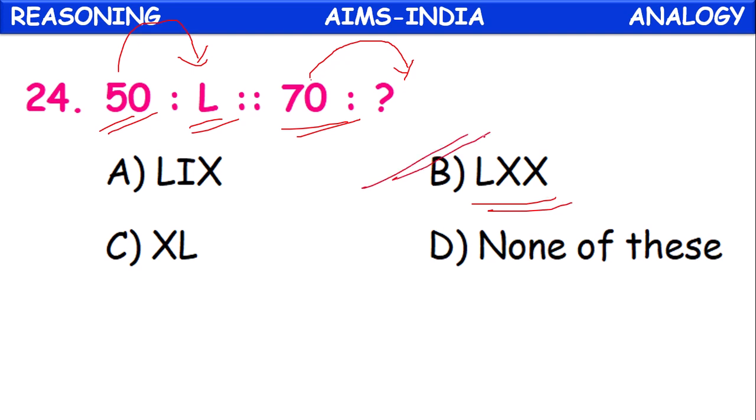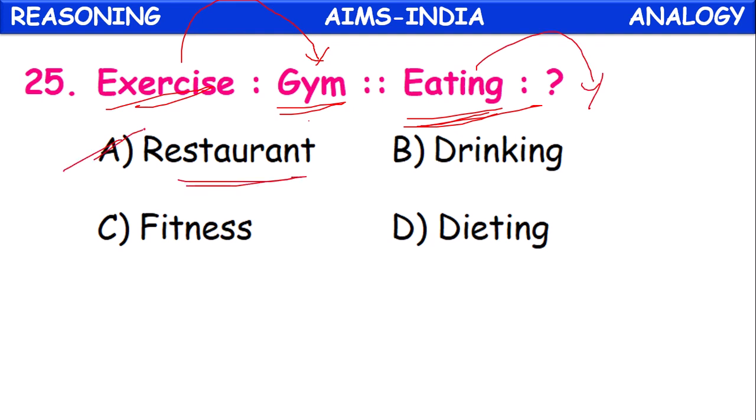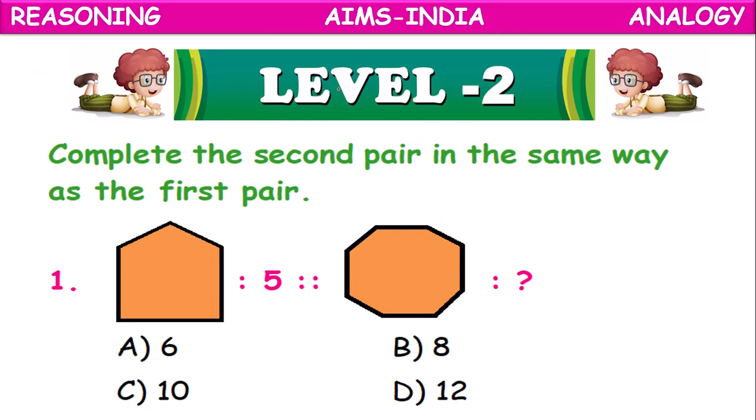50 is related to L. 50 is a Hindu-Arabic numeral. In Roman numeral, its symbol is L. Then what about 70? The Roman numeral of 70 is LXX. So option B is correct. Next, exercise, gym. Exercise will be done in gym. So eating will be done in a restaurant. So answer, restaurant.